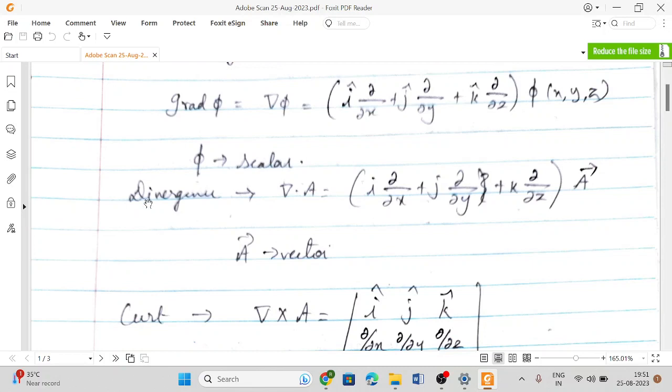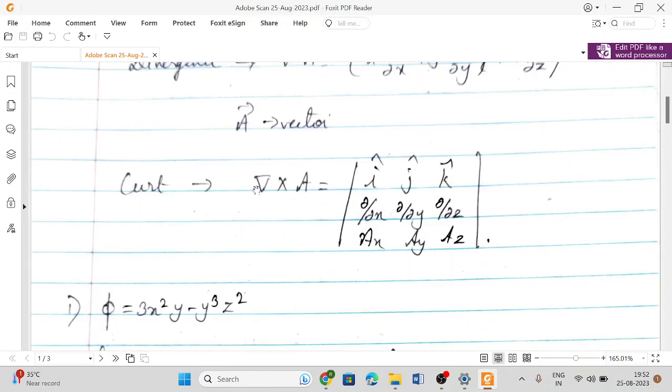So then the divergence, okay? Divergence here, there is a dot here. You can distinguish this grad, the gradient, from this divergence by this dot, right? So then we have a vector operator and we have A, which is a vector itself, right? So if you take a dot product, here we have the formula i dou by dou x plus j dou by dou y plus k dou by dou z, and there is A there. So this is the formula.